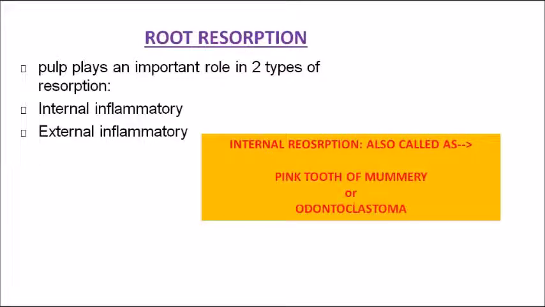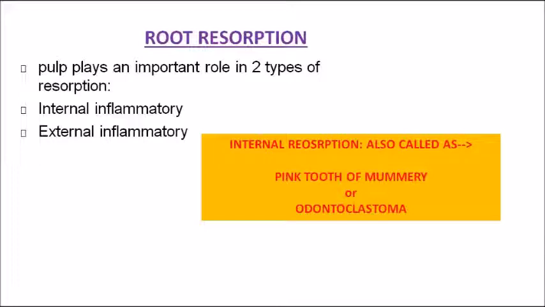Let's talk some facts about root resorption. What do you mean by root resorption? The pulp plays an important role in 2 types of resorptions. So the root part, when it is getting resorbed, it is known as root resorption. Then pulp has an important role in these 2 types of root resorption. Okay, there are 2 types: internal inflammatory resorption as well as external inflammatory root resorption.